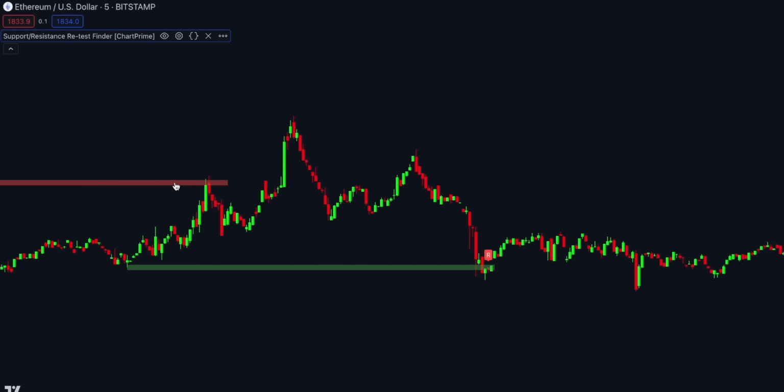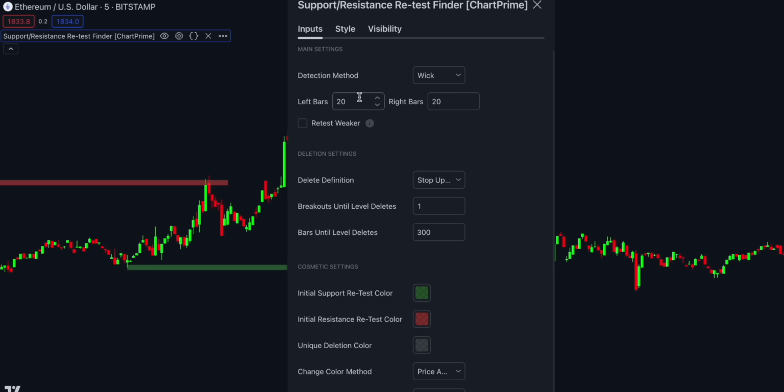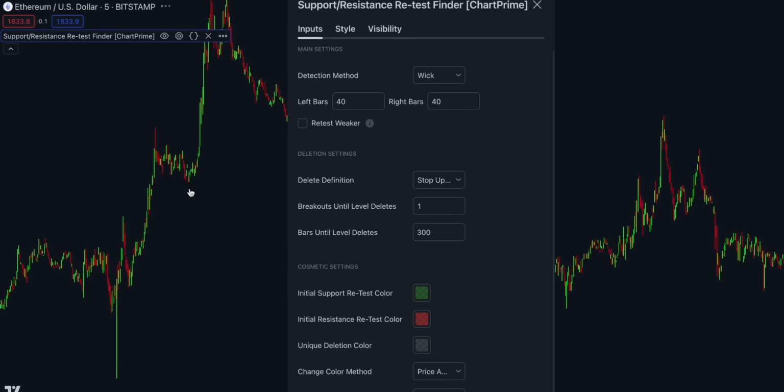In the indicator settings, you have an option to select a detection method. You can select the wick or the body. Another setting that impacts the accuracy of the signals is the pivot length. For example, if I change these lengths from 20 to 40, the indicator will produce fewer signals. I recommend keeping the indicator settings default.